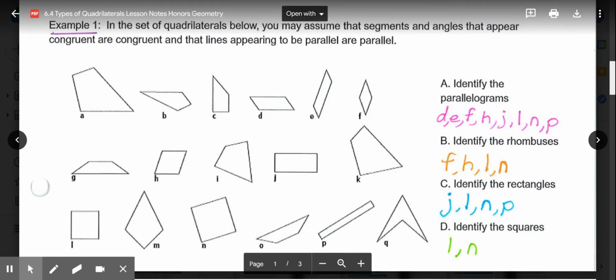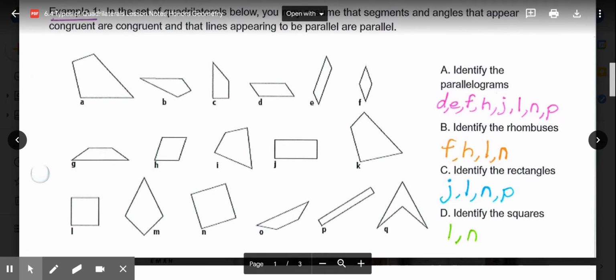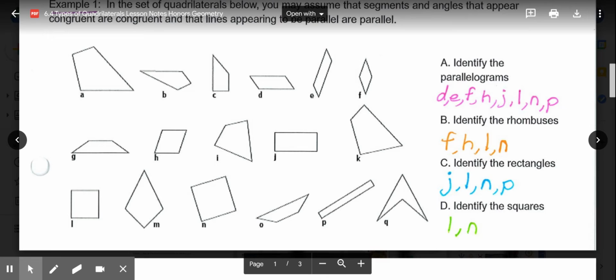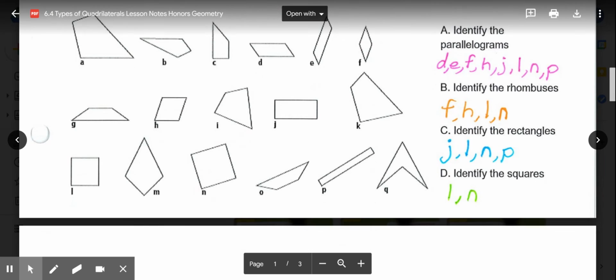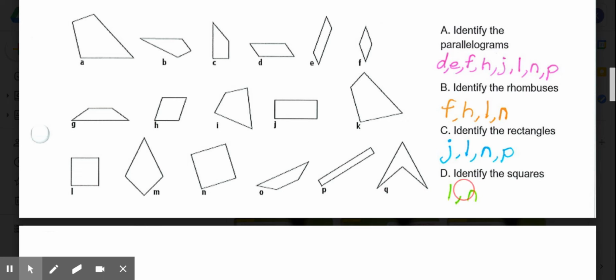Identify the rhombuses or rhombi. And in this case, we have four of them: F, H, L, and N. Then we have identification of rectangles. Again, four of them: J, L, N, and P. And then last but not least, identify the squares. Our squares would simply be L and N.